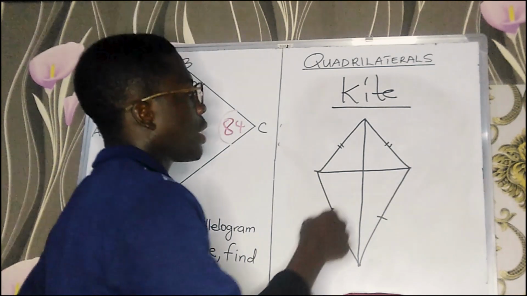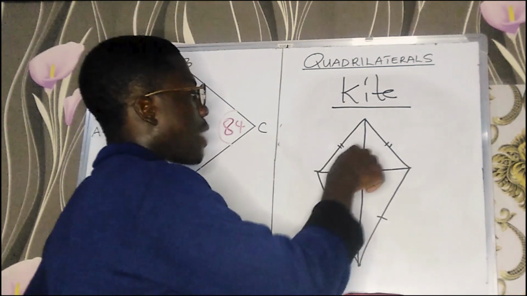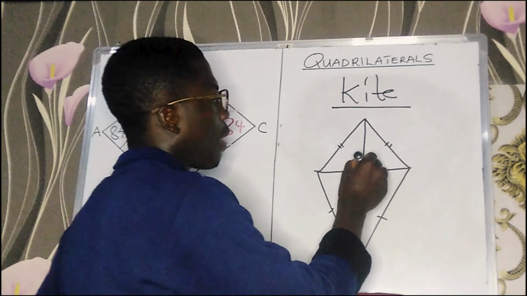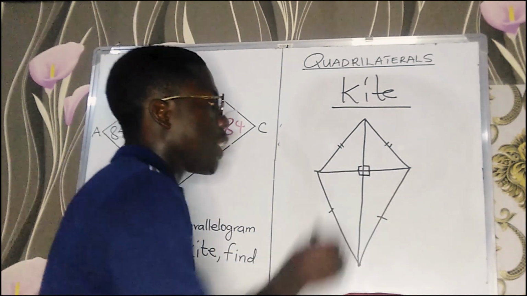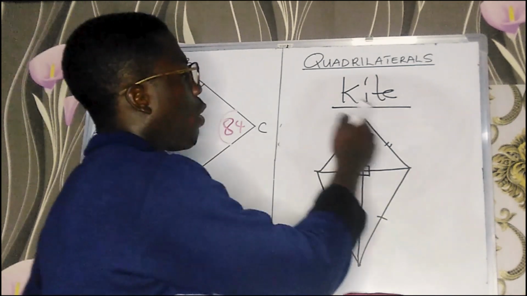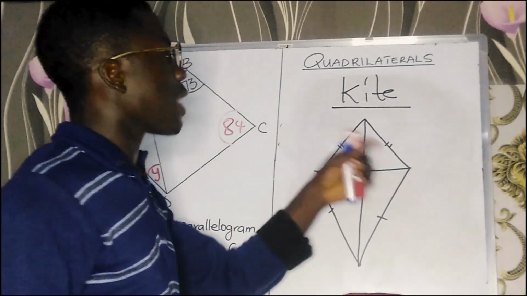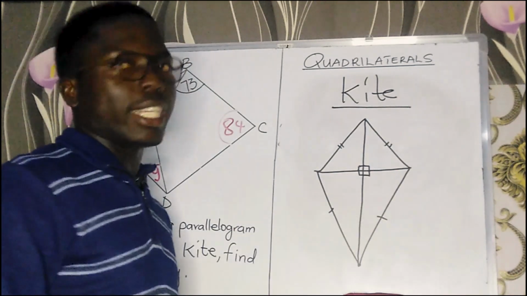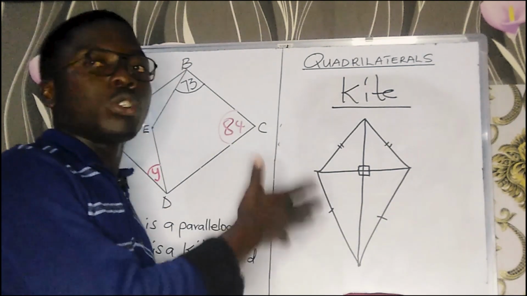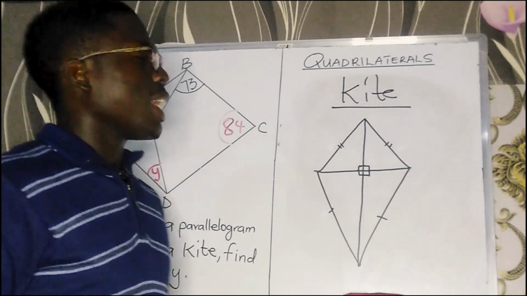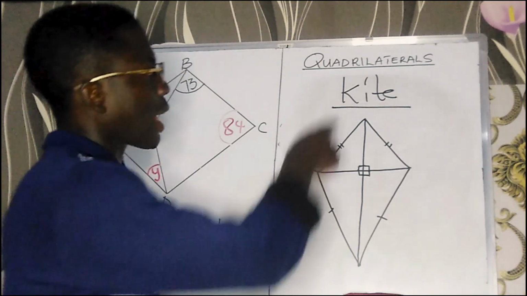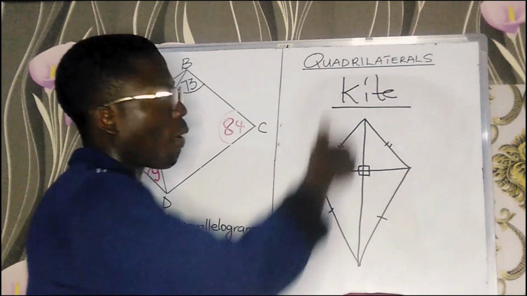The second one is that diagonals intersect at right angle. So we have 90 here, 90 here, 90 here, and 90 here. Good. So we have four right angle triangles in a kite. Good. When you get to mensuration, you need this. Good. Let's proceed. The next property is that a kite has one line of symmetry.